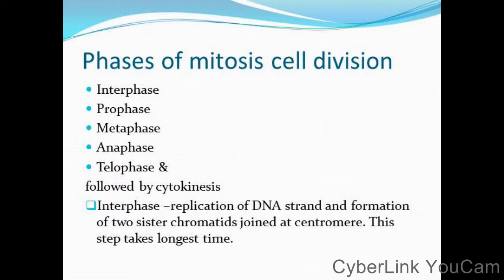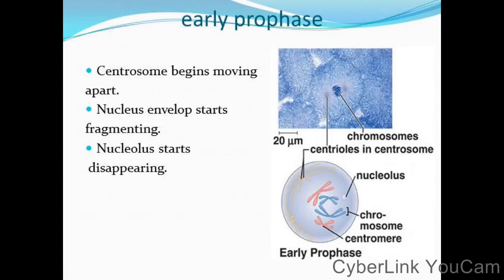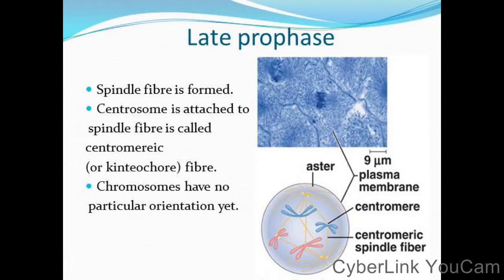The next one. Early prophase: here chromosomes begin moving apart, and the nuclear envelope undergoes fragmentation and the nucleolus starts disappearing. Late prophase: where the spindle fiber is formed.